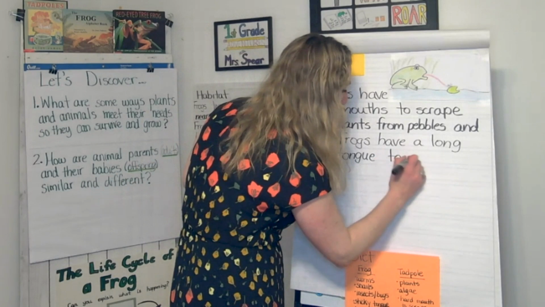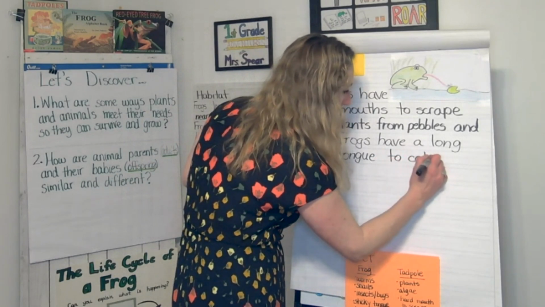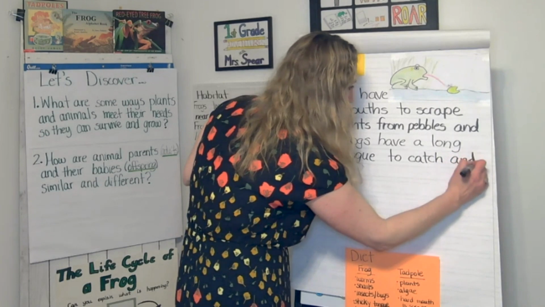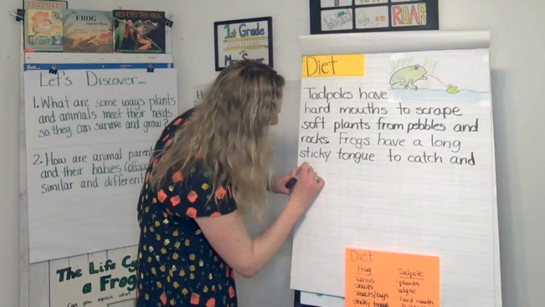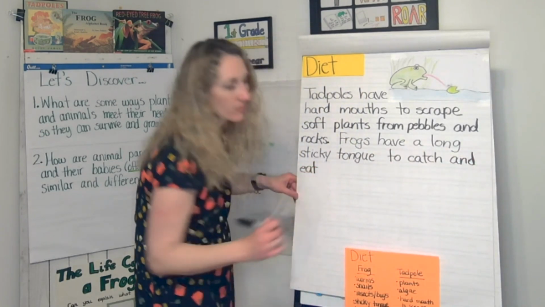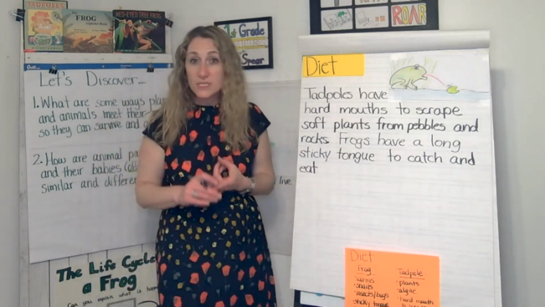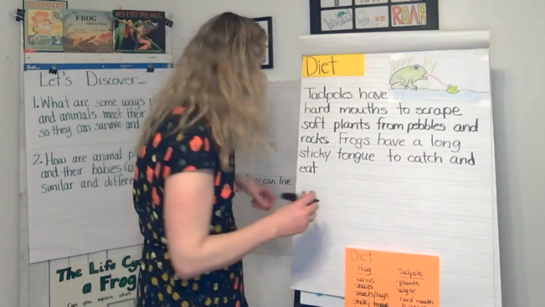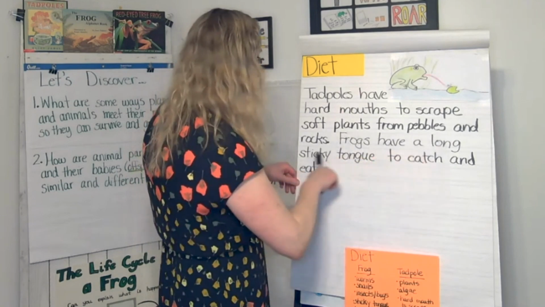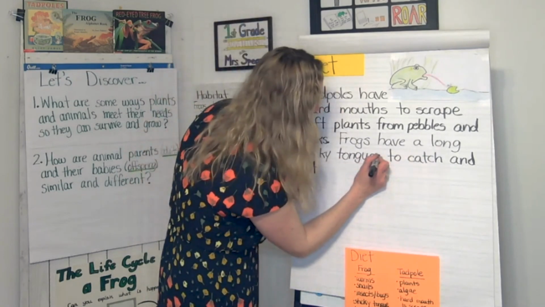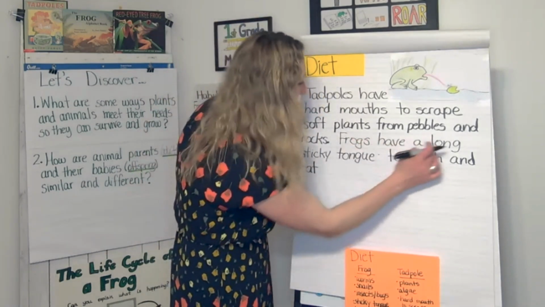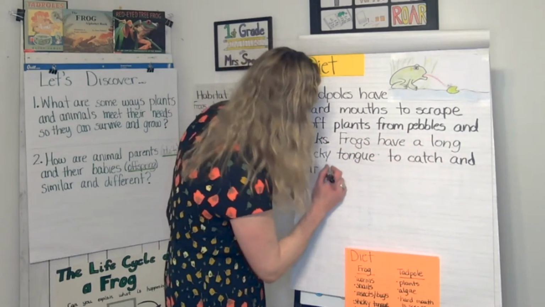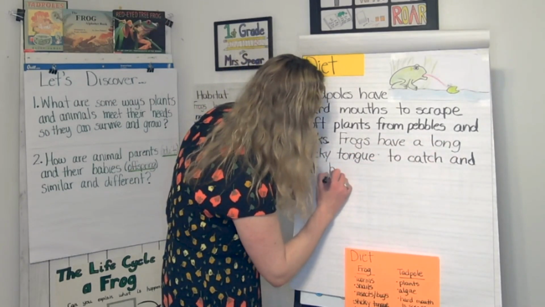To catch and eat. What types of things? Do you remember? They ate like worms, they ate snails, they ate bugs. So let's write that down. Frogs have long, sticky tongues. Oh no, frogs have a long, sticky tongue to catch and eat bugs.